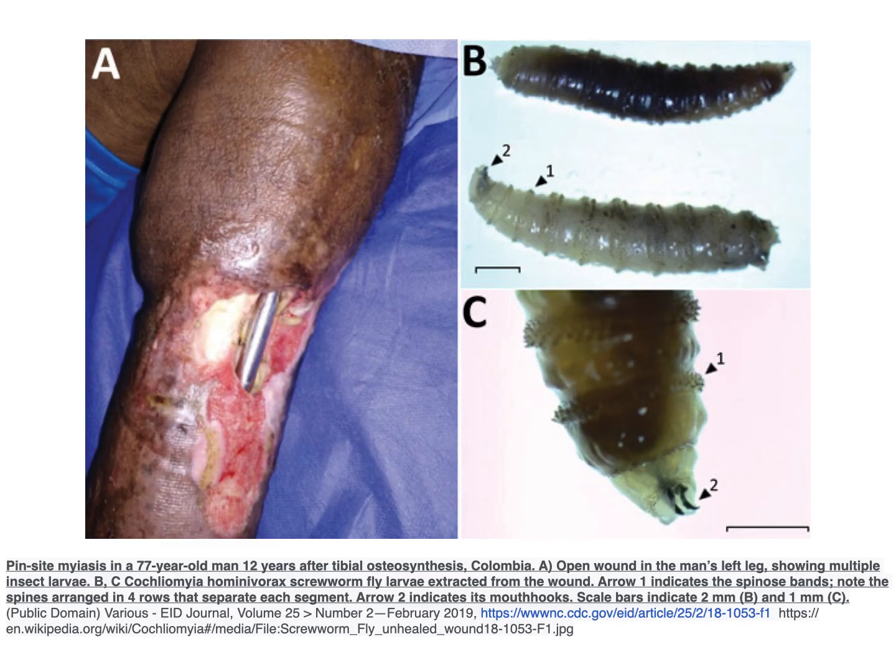Arrow 1 indicates the spinal bands. Note the spines arranged in 4 rows that separate each segment. Arrow 2 indicates its mouth hooks. Scale bars indicate 2 mm in B and 1 mm in C.